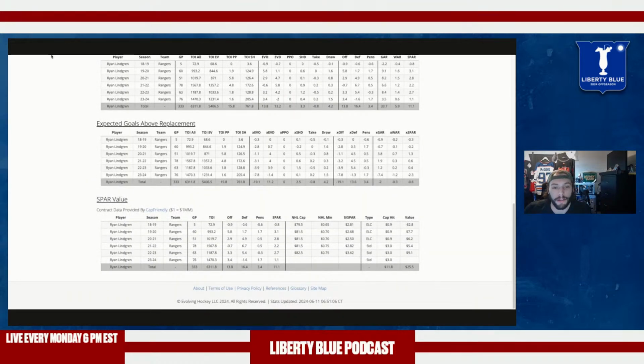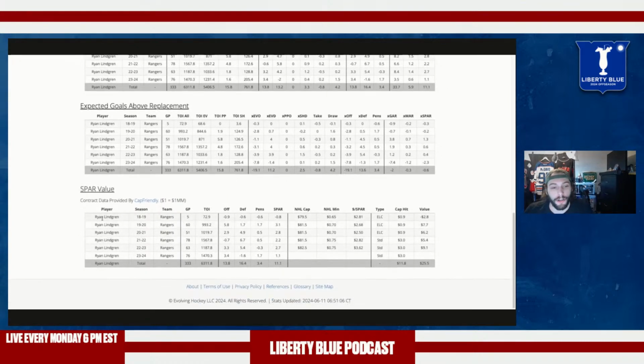So this table here is from Evolving Wild, a very useful resource. And we're looking down here. SPAR stands for standings points above replacement, meaning replacement-level player. And a replacement-level player would be the seventh defenseman you call up from the AHL, and that's not a Zac Jones. That's more of a Ben Harpur type. You're not expecting anything from them. You're just expecting them to be able to play in the game, and that's it.